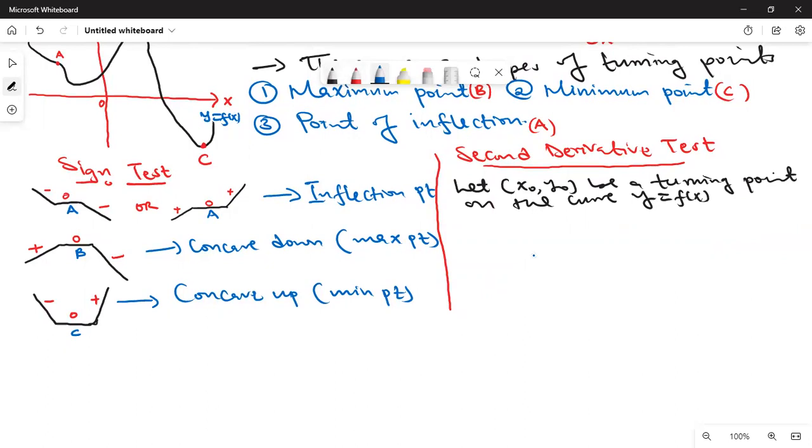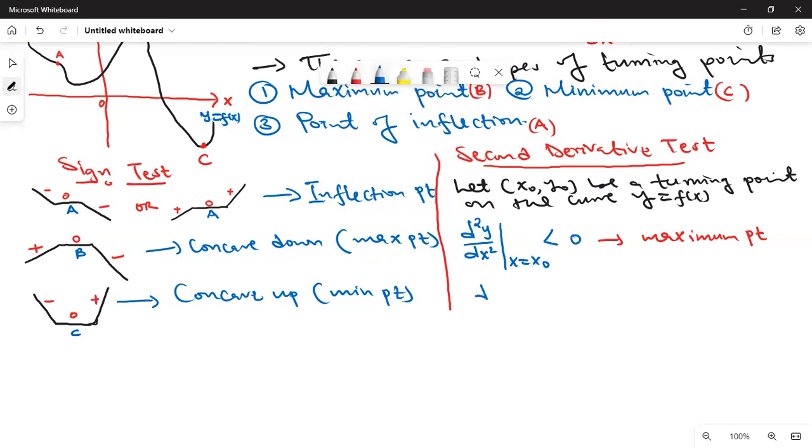So the first one, when you want to test for a maximum point, let me use another color. You work out the second derivative of y with respect to x twice at the point where x is equal to x naught. If the value of that second derivative is less than 0, then we are talking of a maximum point. It means the point x naught, y naught is a maximum point.